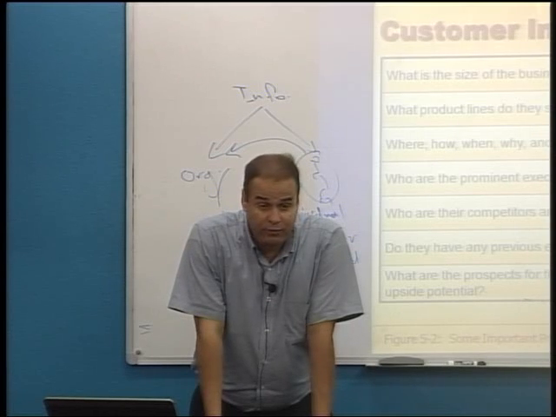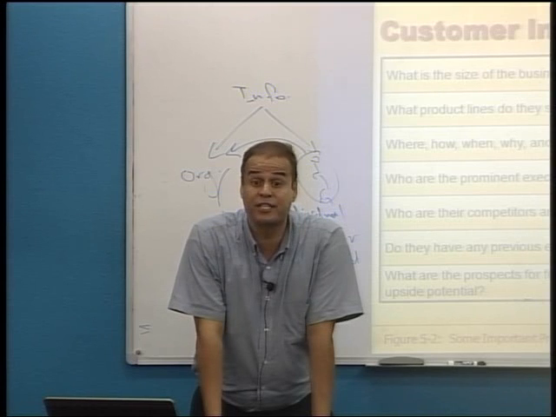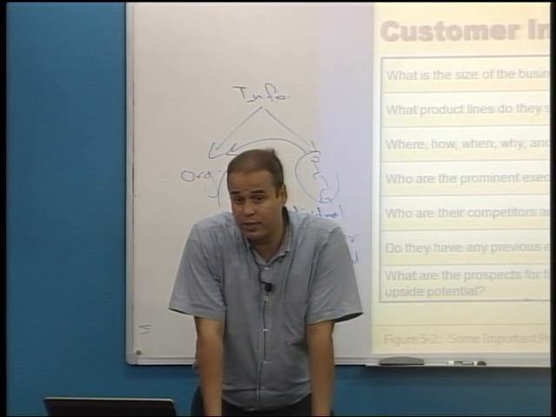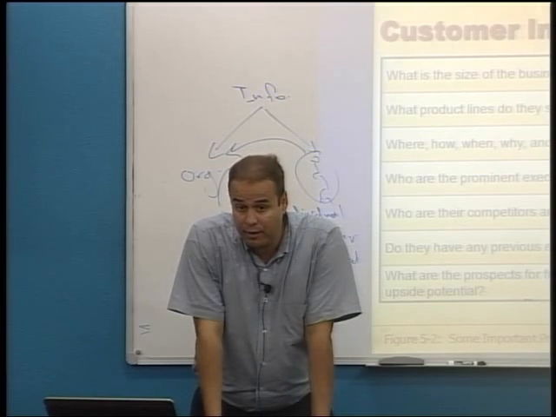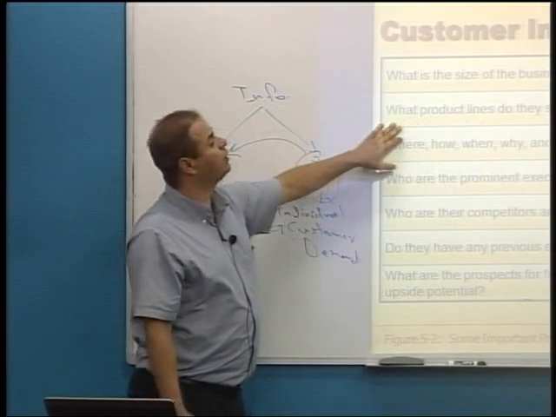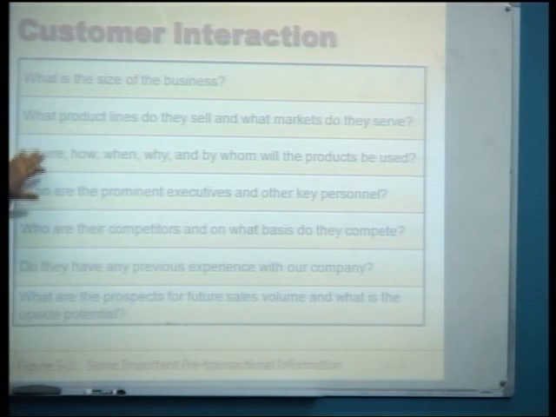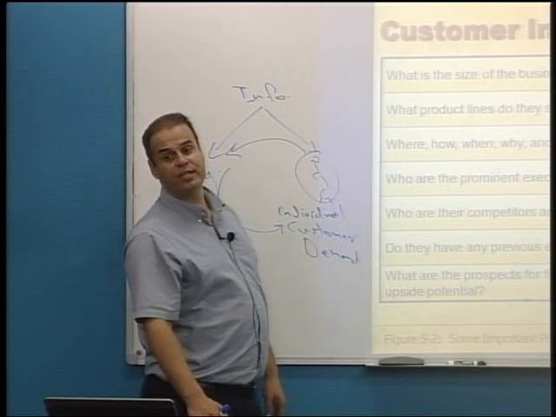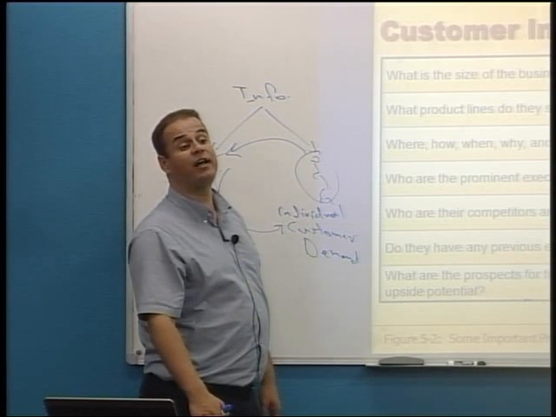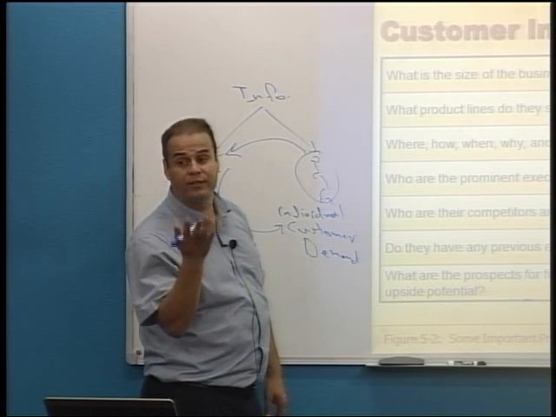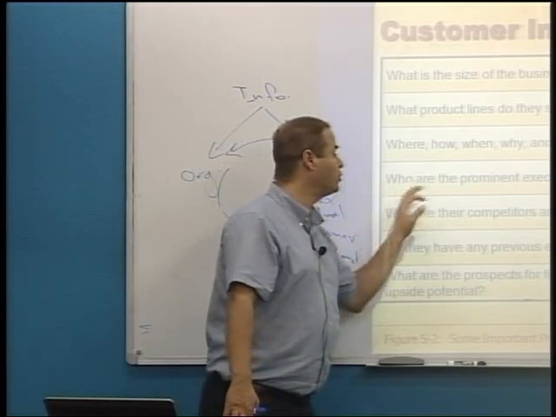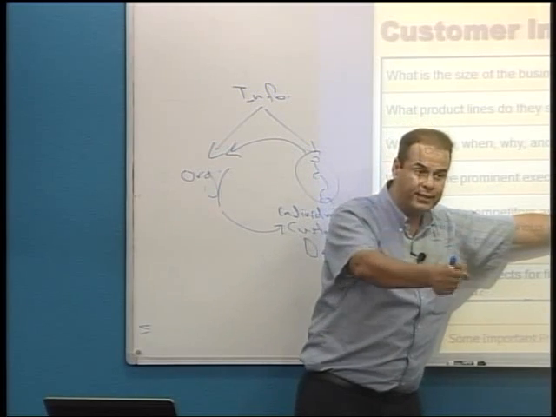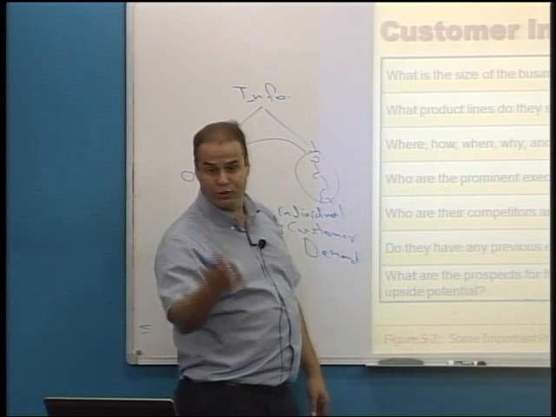Because later on, if you determine the size of the business, this means we can determine the expected sales volume. Generally, small businesses require small sales value, then medium, then big. Second, what product lines do they sell and what markets do they serve? Third, how, where, when, why, and by whom will the products be used? All these are questions. You as a salesperson must have the answers for them before you speak with the customer. Fourth, who are the prominent executives and the other key personnel who have the authority of the purchasing decision? Should we know them? Of course you should know them.